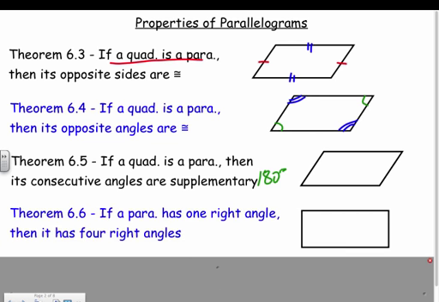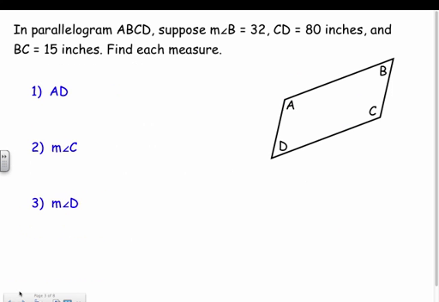And lastly, if a parallelogram has one right angle, then all four angles are right angles, because opposite angles are congruent, and the consecutive angles add up to 180, so the other ones would have to be 90. In this case that would make a rectangle, and possibly a square depending on the lengths of the sides. So really all squares and rectangles are parallelograms. We can take that from this. Those are just some properties, or theorems, that we can use.